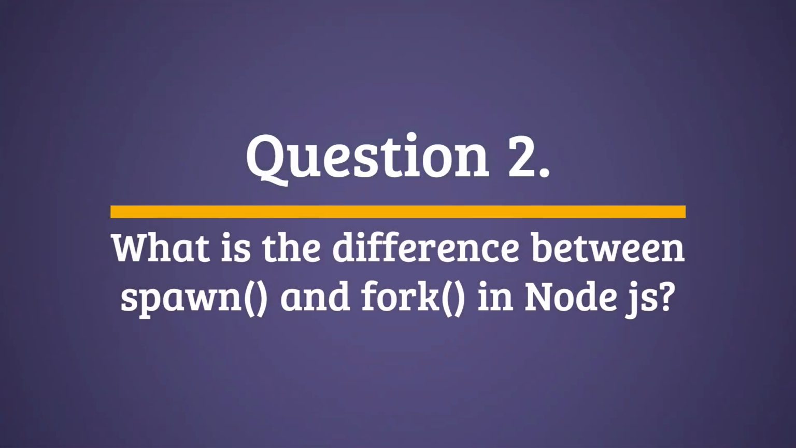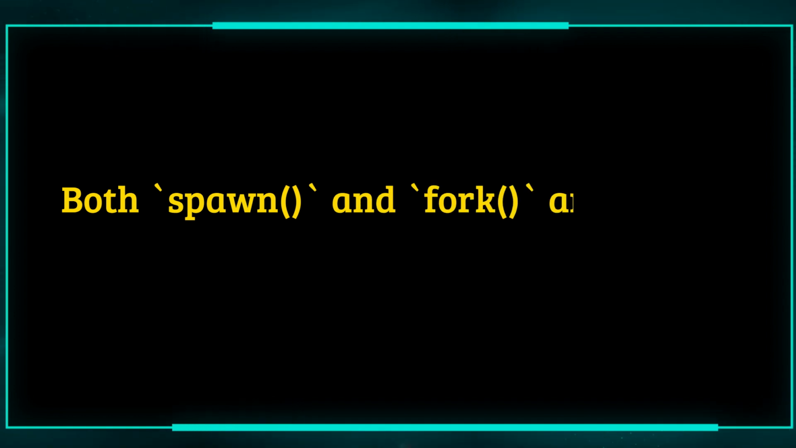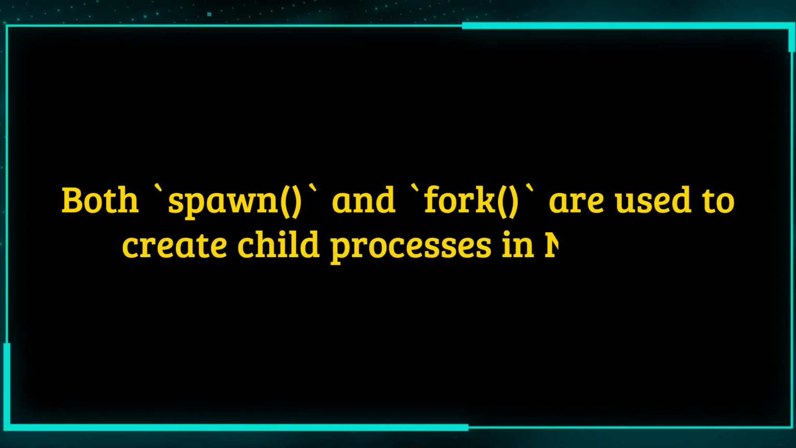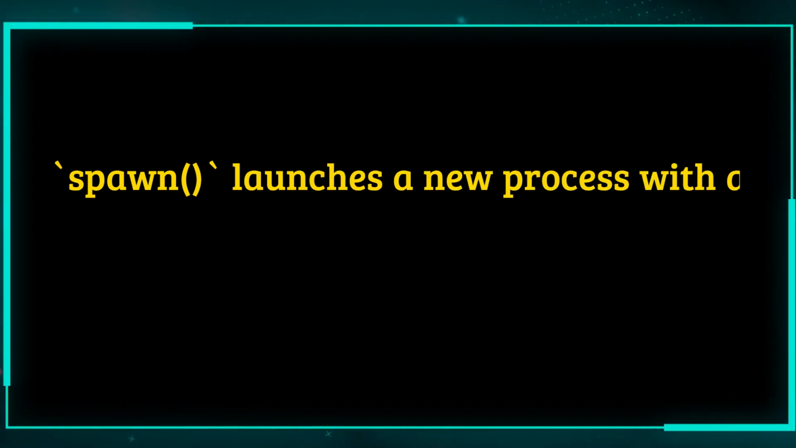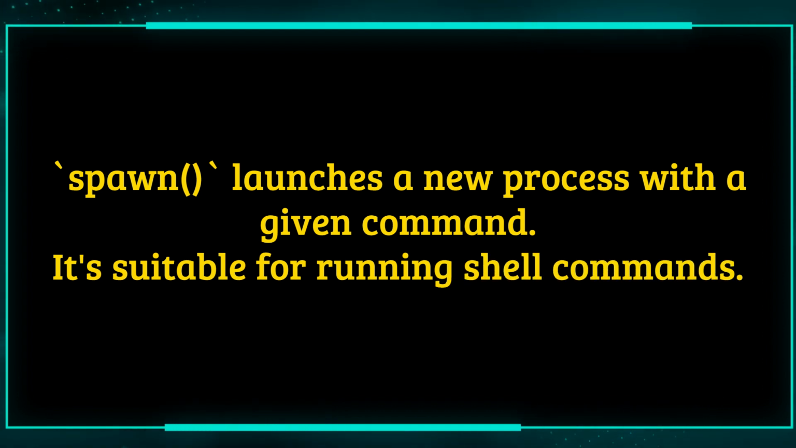Question 2. What is the difference between spawn and fork in Node.js? Answer. Both spawn and fork are used to create child processes in Node.js. Spawn launches a new process with a given command. It's suitable for running shell commands.